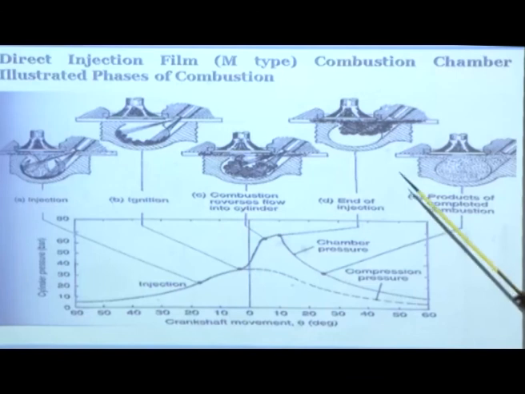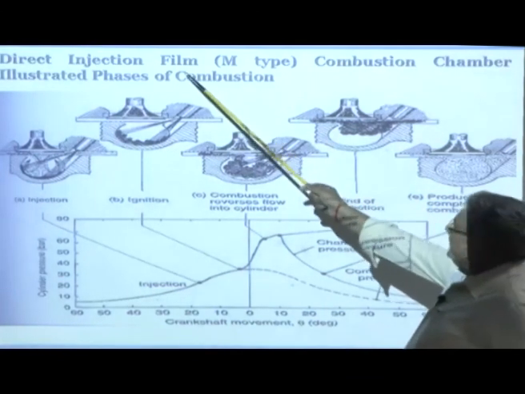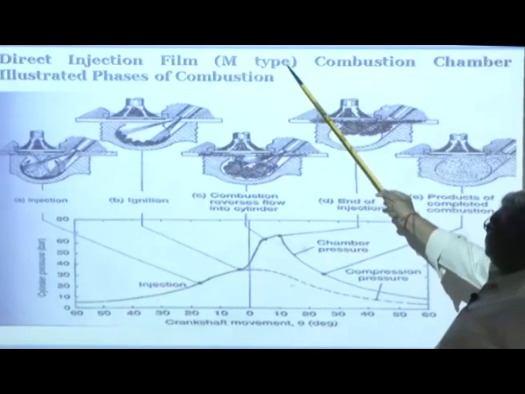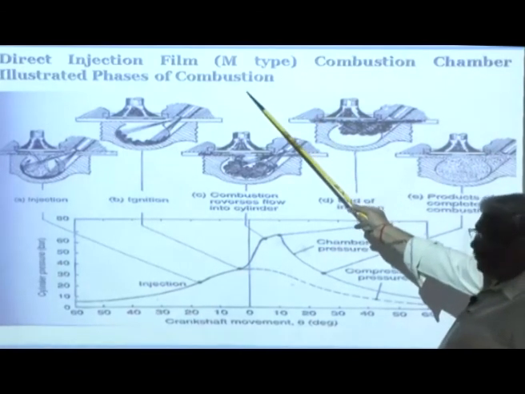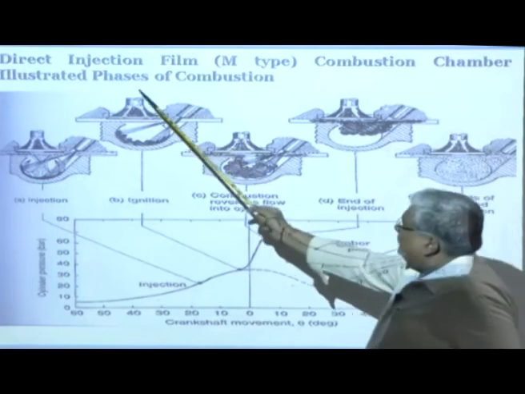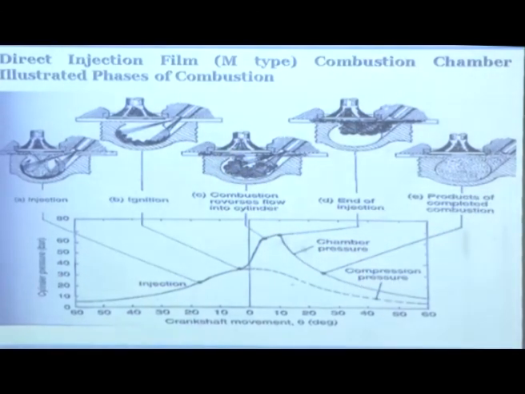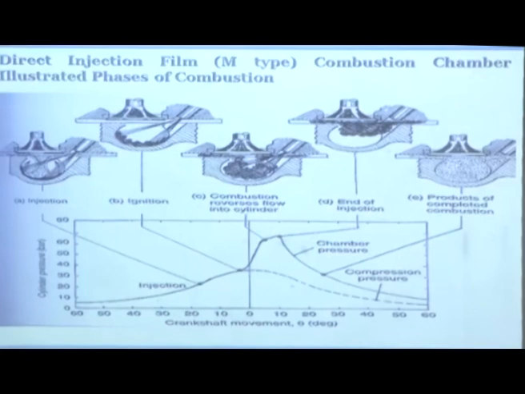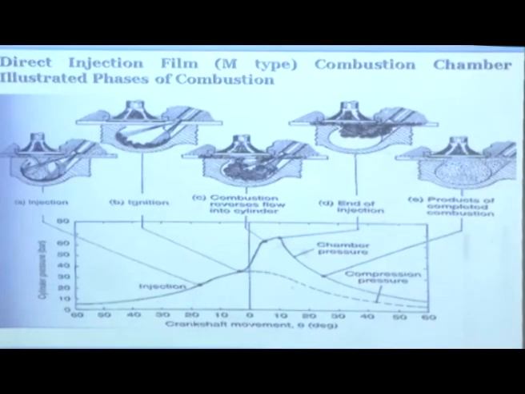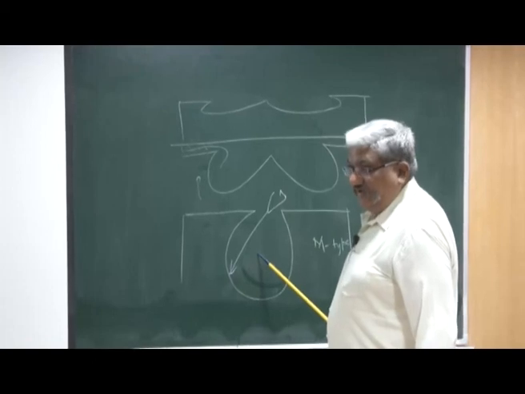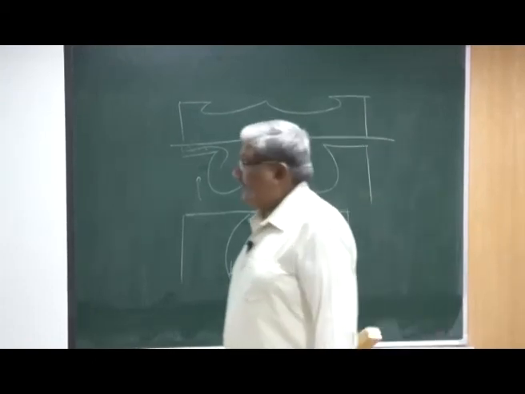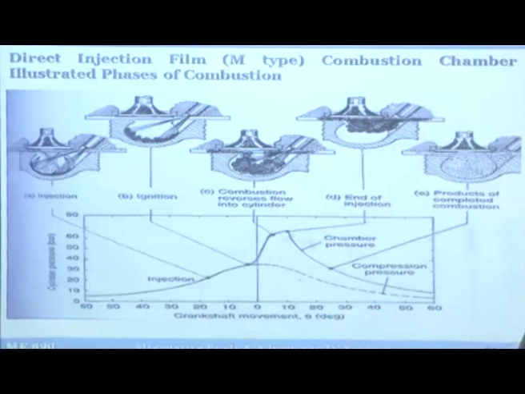Now, the next type of combustion chamber is the direct injection film type, or M type or MEN type, many synonyms, of combustion chamber which are illustrated in these pages. So now we are talking about this type of combustion chamber where you have a very high degree of swirl in the chamber and a single hole nozzle injecting the fuel at not so high pressure. So here you see this is the motoring diagram, and here you have start of injection.